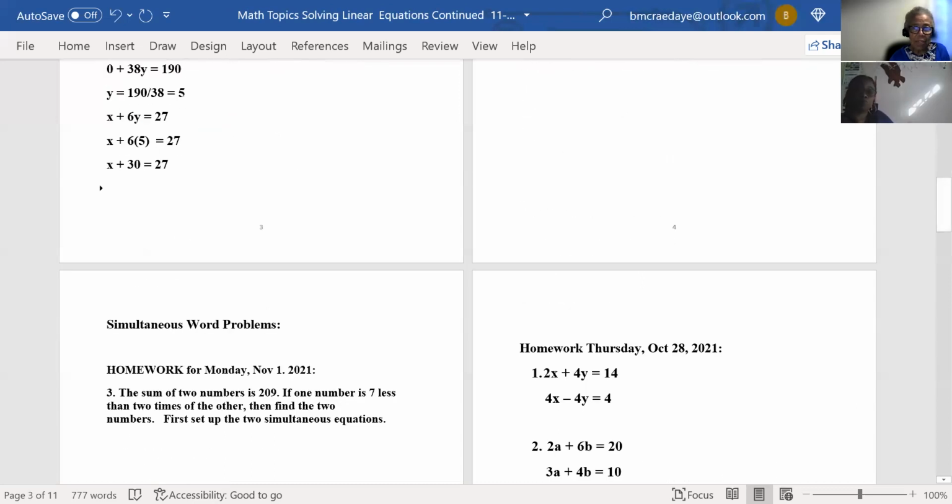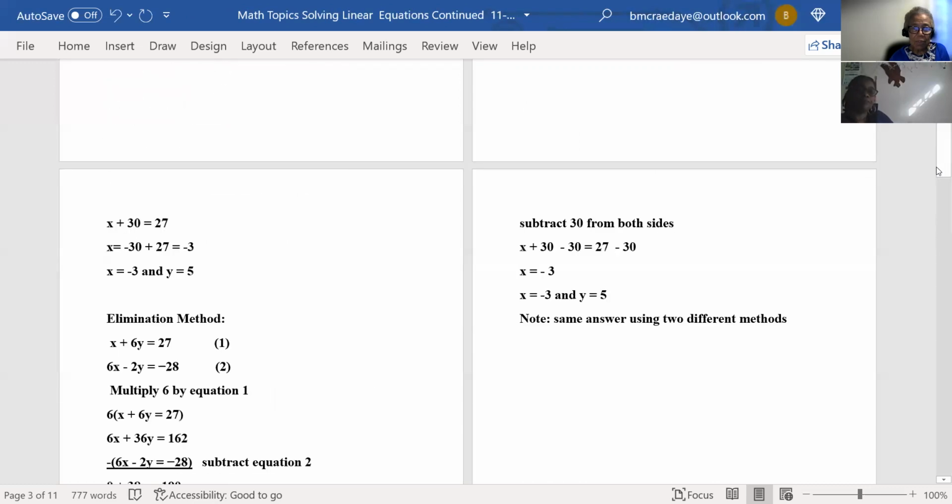And once we subtract the 30 from both sides, we get 27 minus 30, which is minus 3. So we got x is minus 3, y is 5. And that was by the elimination, the same value we got when we used the substitution.